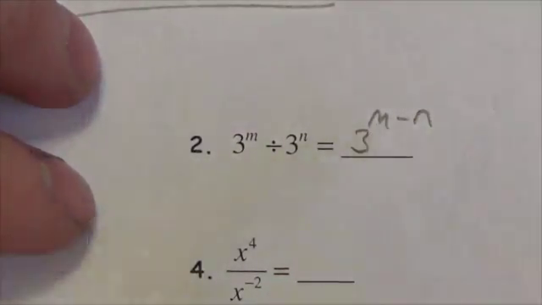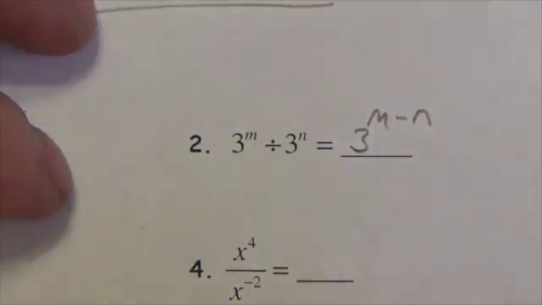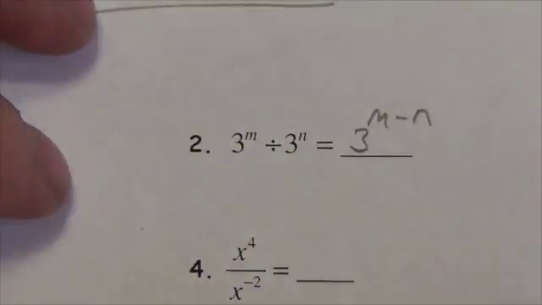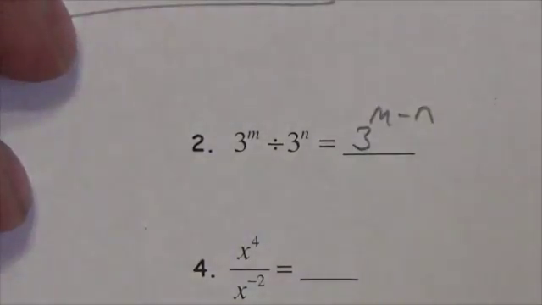Now, do I know what m minus n is? No. But I do know that the exponent would have to be m minus n. So that's as far as I would go. That's my endpoint. Sometimes people wonder, well, how far do I take this? Well, right here, that's it. That's as far as we're going to be able to go here.